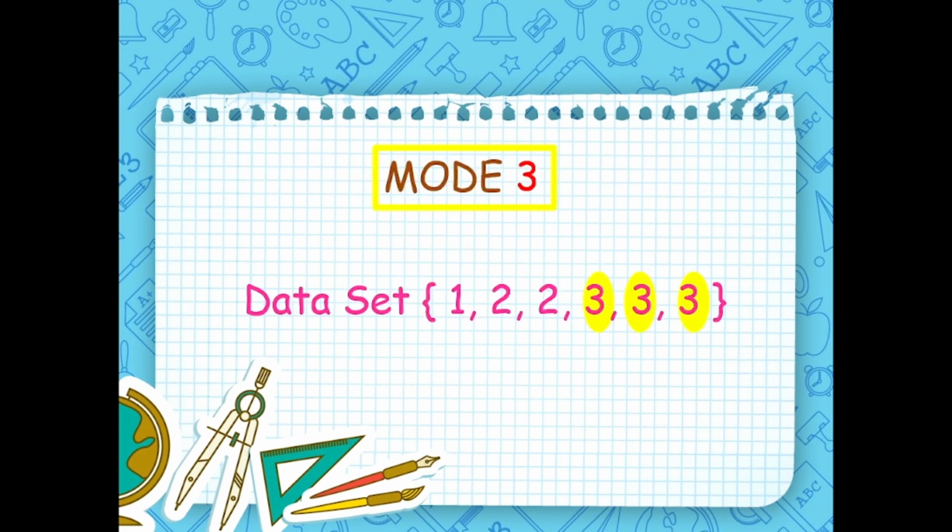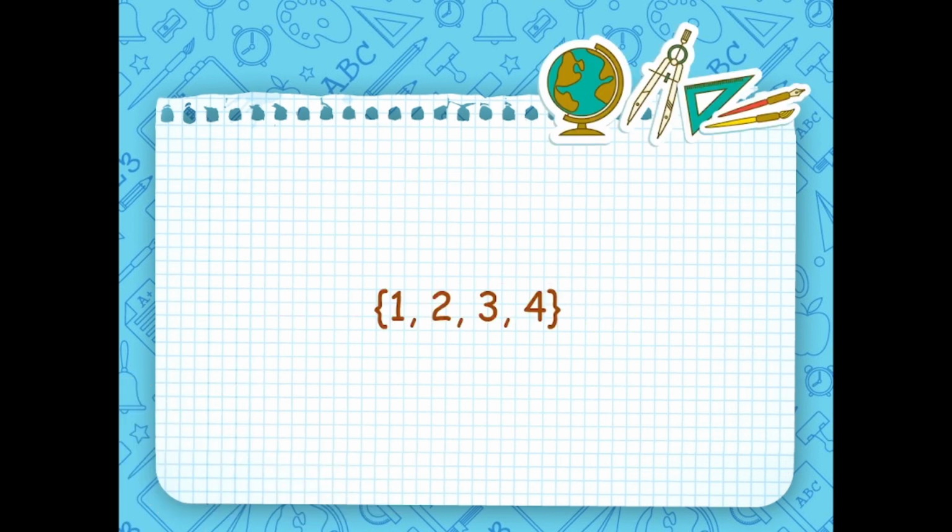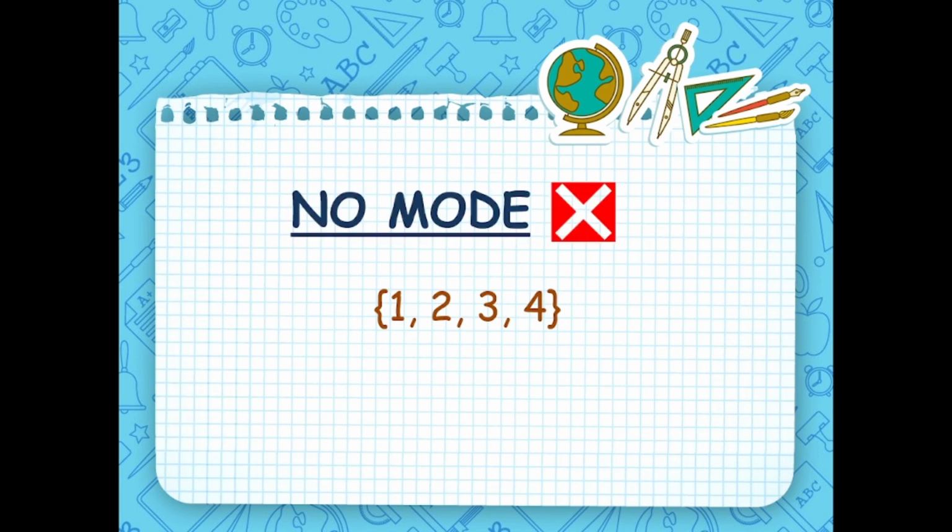Since there are three 3s, now don't get confused because the number 3 was repeated 3 times. The mode is the number that is repeated most often, not how many times it was repeated. As I mentioned, if each member in a dataset occurs only once, it has no mode.